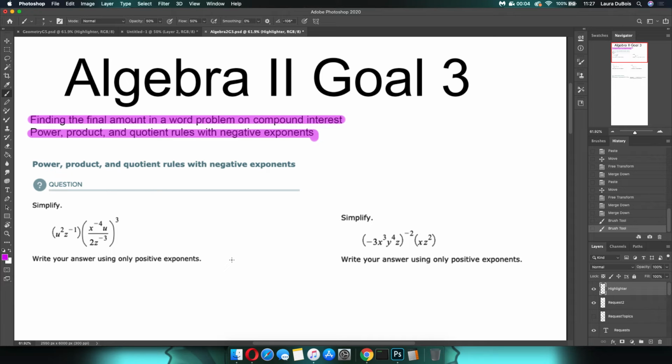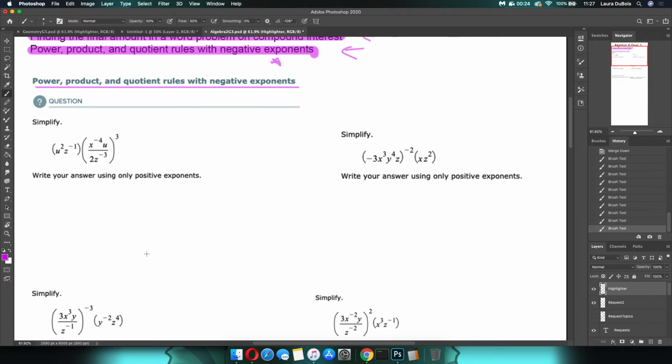This is a quick video tutorial as requested by a student looking for these two particular topics. One of them is a DSA question. Actually, both of them are DSA questions, so they're things that you want to keep in mind and be very careful with. The first one, power, product, and quotient rules with negative exponents, gives students just enough of a pause that I'll do a few more examples than usual.